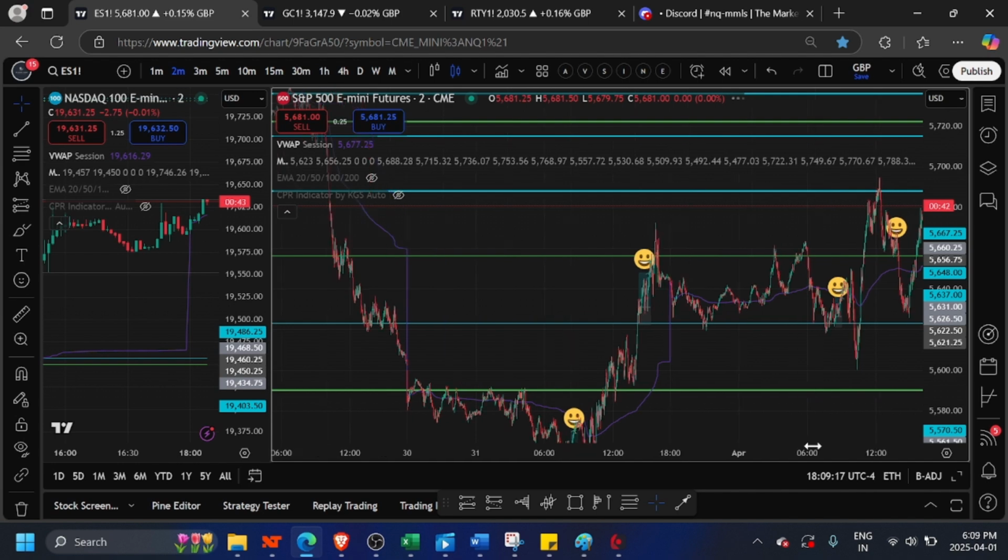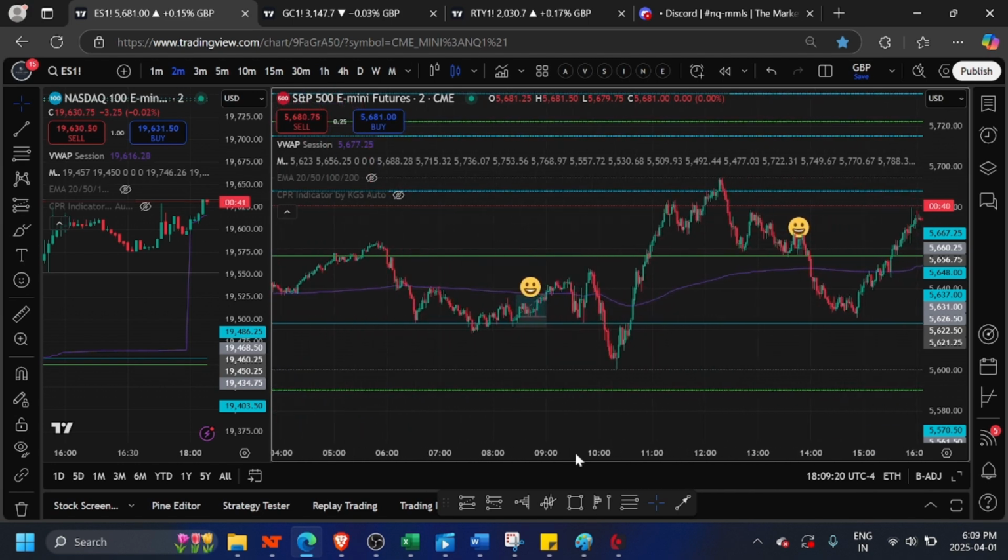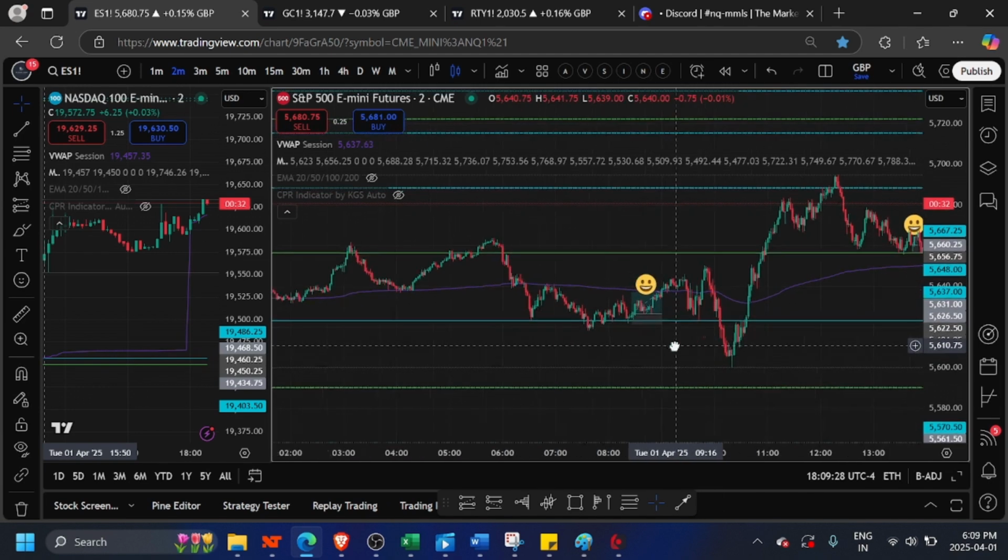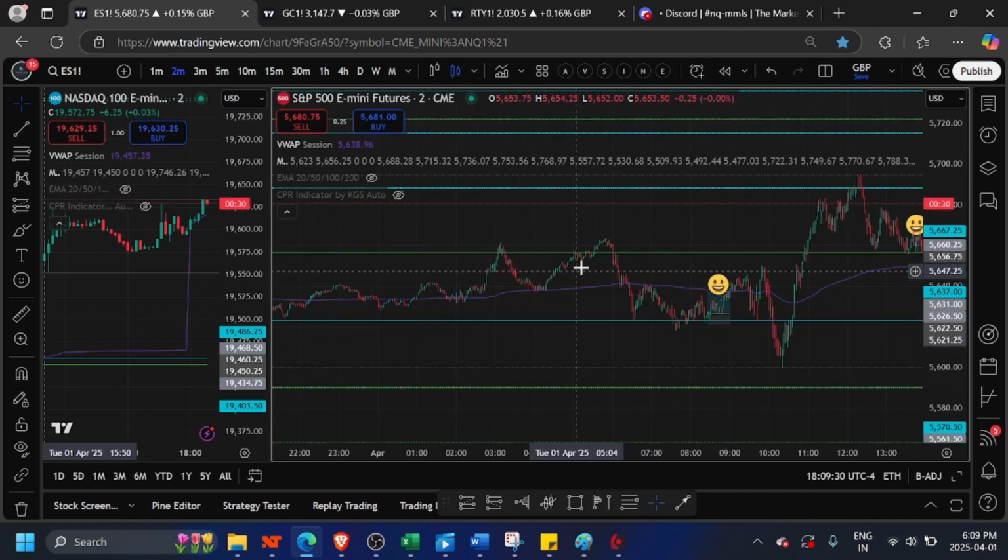You can see how these levels are reacting. You could have taken the break and retest here to this level. You can see how this blue line is creating a resistance, and mind you, this level was given even before the week started, so these levels are very powerful.